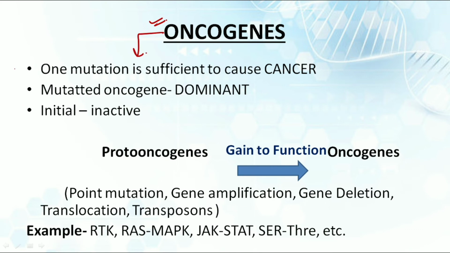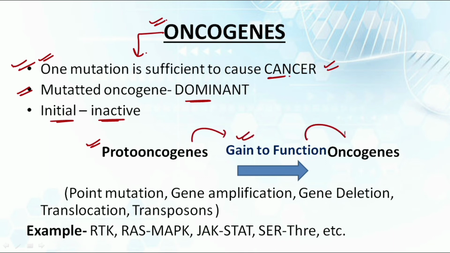So in oncogenes only one mutation is sufficient to cause the cancer. Remember about this line very nicely because it is very important, and also from this area itself questions are framed. The mutated oncogene is the dominant one and initially it is inactive, that is initially we have the proto-oncogenes. So proto-oncogenes have the gain of function mutation, and because of which it converts into oncogenes. That is initially we have the oncogenes present in the form of proto-oncogenes and they are inactive in nature.